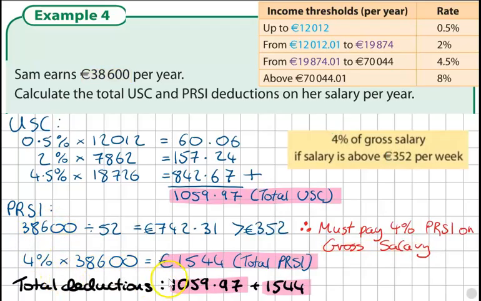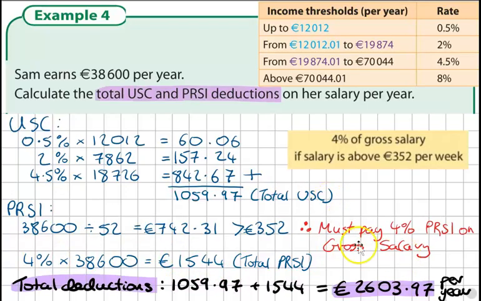So the total deductions is going to be the total USC, €1,059.97, plus the total PRSI, €1,544, which gives €2,603.97 per year in deductions of USC and PRSI.